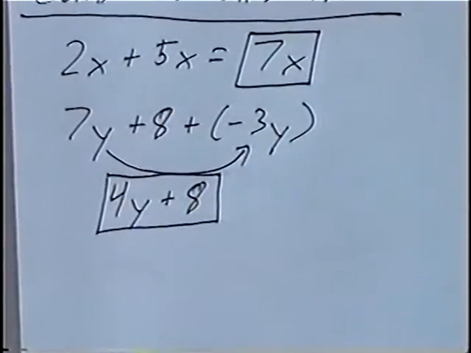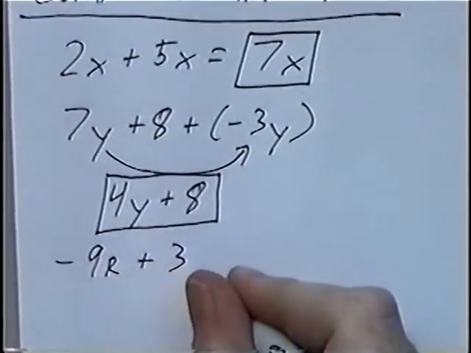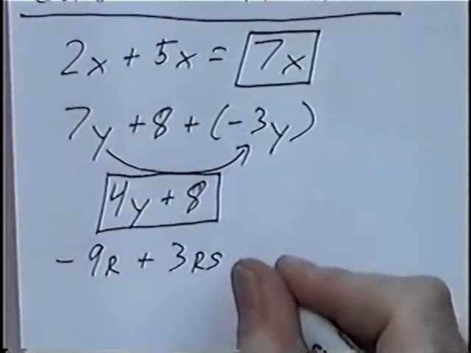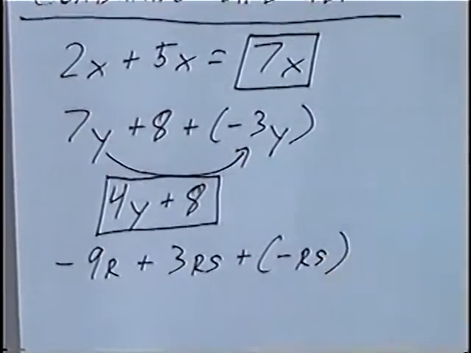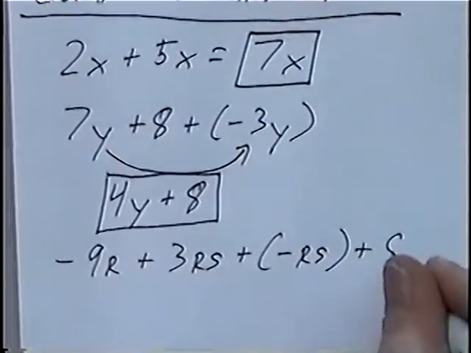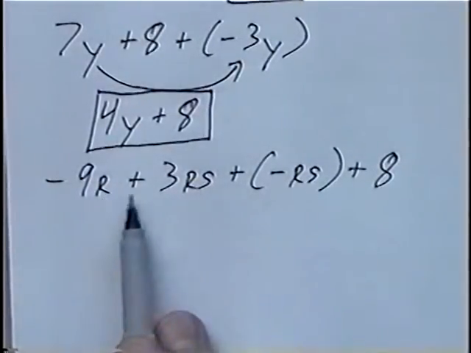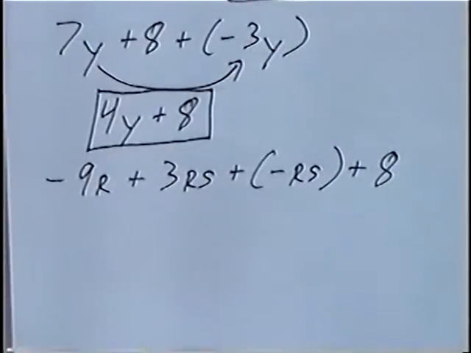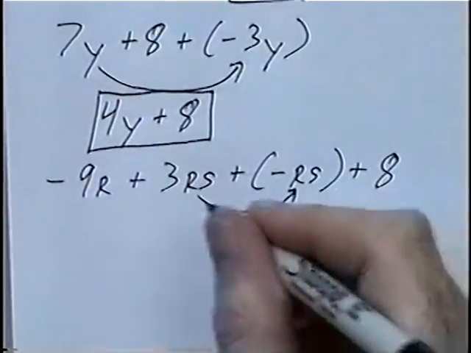And the final question for this section is negative 9r plus 3rs plus, in parentheses, negative rs, and outside parentheses, plus 8. Looking for like terms in this example, again we have to have the same variable with the same exponents. R is different than rs. They have to be exactly the same to have like terms. But rs is the same as this rs. So the two rs terms we can combine together.